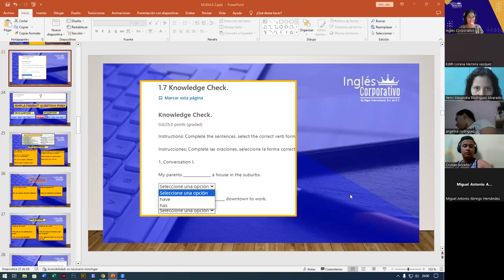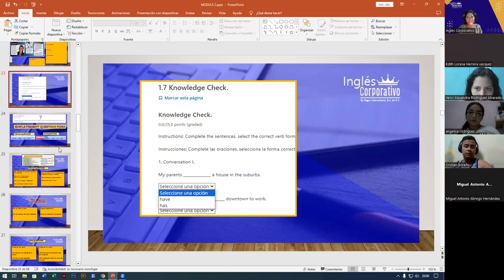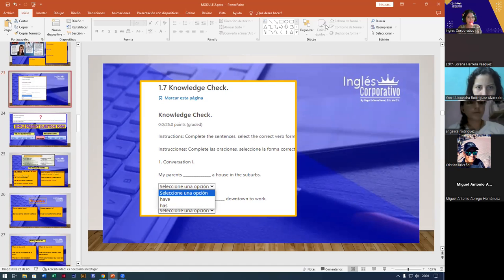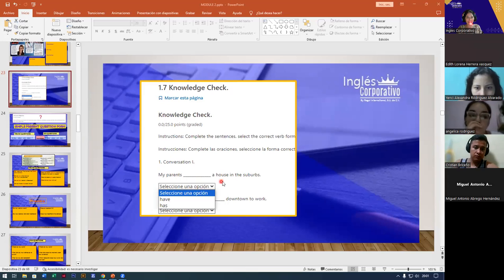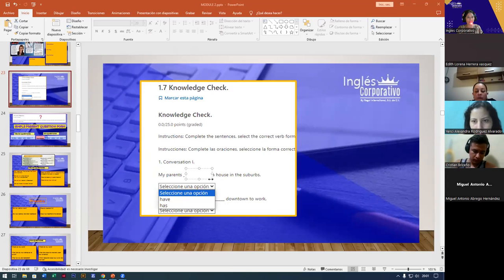All right, guys, remember that yesterday we saw the forms of the simple present. We had the affirmatives and the negatives. And we have a small exercise here on the platform, an example. In conversation one, it says, "My parents, a house in the suburbs." What will be the correct option? Have, right? Because we have plural subjects. So, my parents have.